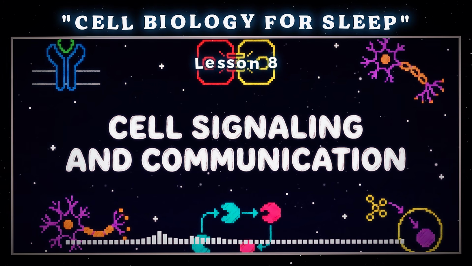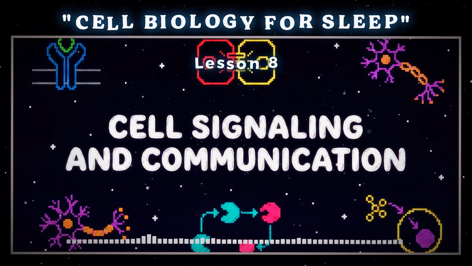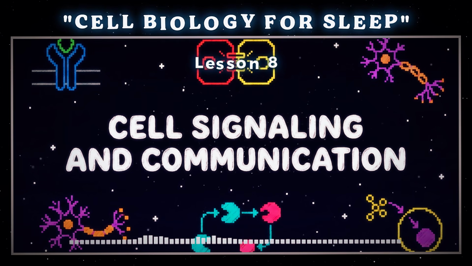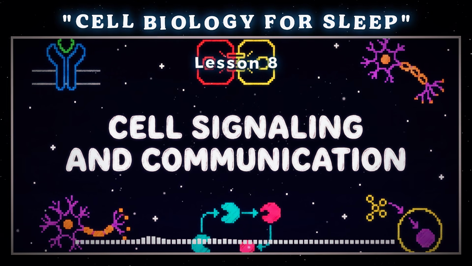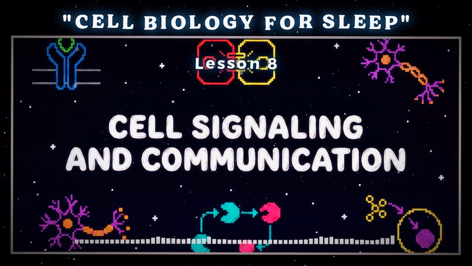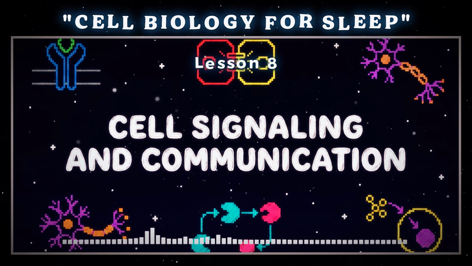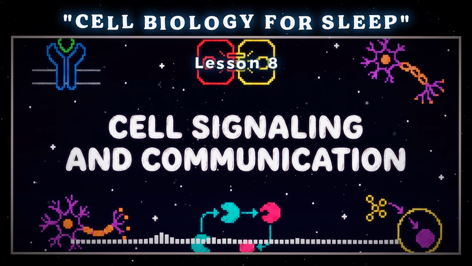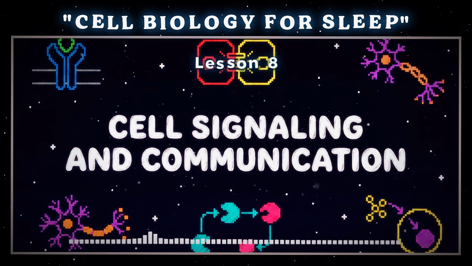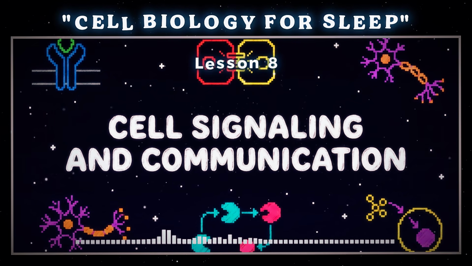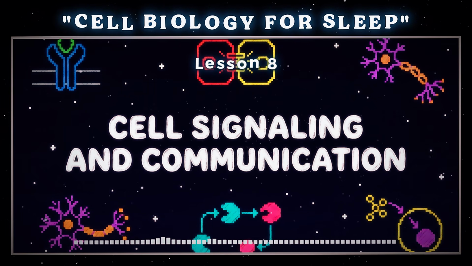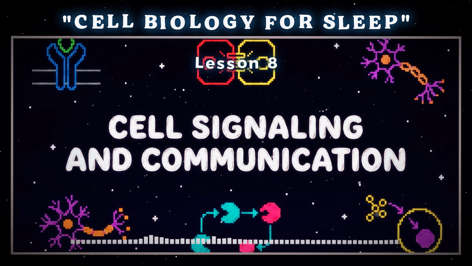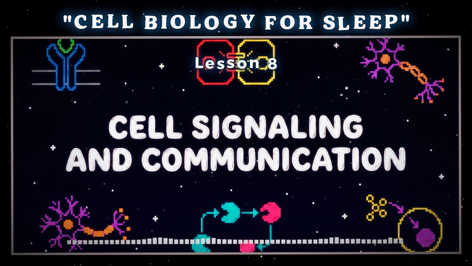There is also a deeper, quieter form of communication called quorum sensing. This was discovered in bacteria, but our cells use versions of it too. Bacteria release small signaling molecules into their environment. When there are only a few bacteria, the concentration of the signal is low and nothing happens. But as the bacteria multiply and become crowded, the concentration of the signal rises. Once it hits a certain threshold, all the bacteria detect it simultaneously.